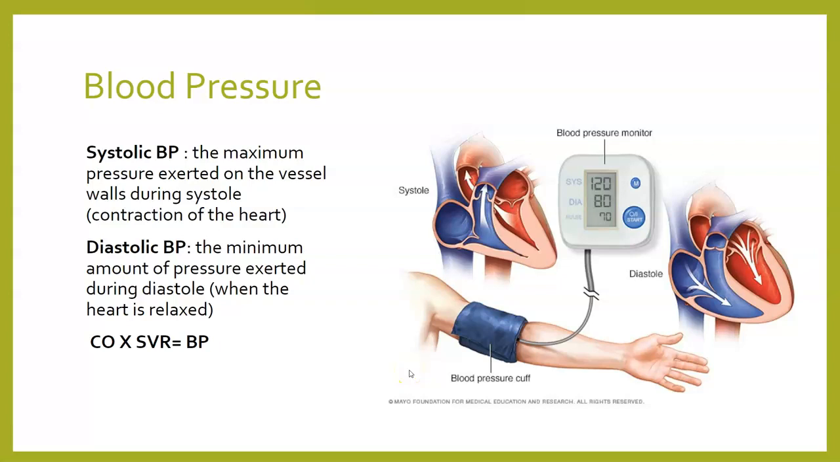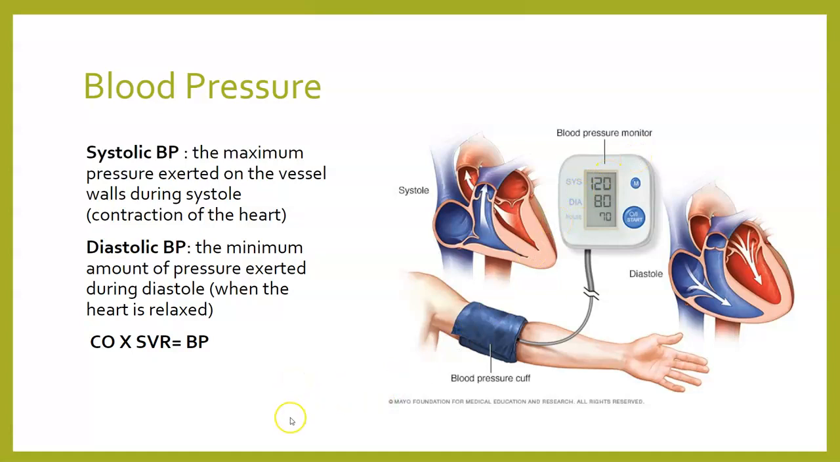But ultimately, you just need to know that systole, that's when the heart is contracting. So that is your top number, the maximum pressure exerted on the vessel wall during systole. And then diastolic, that's when the heart is relaxed. So our ventricles are relaxed and they're filling up with blood. That is the minimum amount of pressure exerted during diastole, so when the heart is relaxed. So your diastolic should be lower than your systolic.